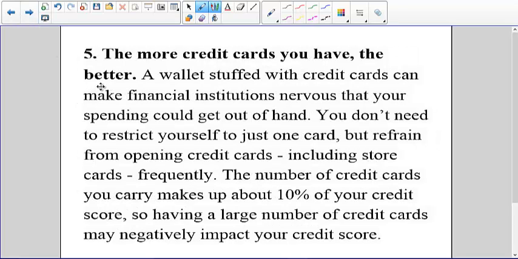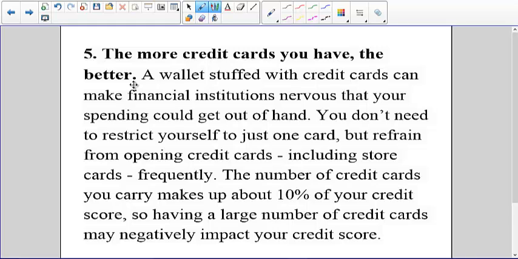And the more credit cards you have, the better. So there's a limit to that. I mean, if you have 4 credit cards versus 1, you probably have a better credit score. But once you get 20 credit cards or 30 credit cards, so there are all these promotional things.